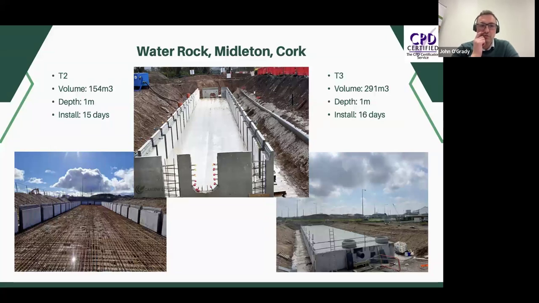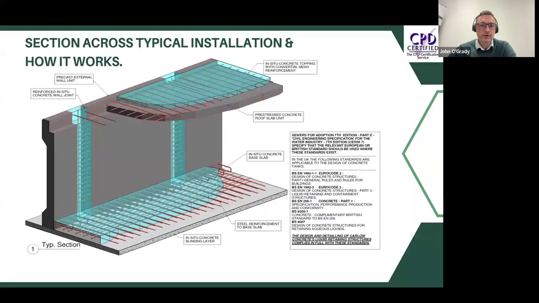Again, a couple more images from the same site. Those are the smaller tanks. You're in and out probably in 3 weeks. This is a section across showing how it goes together. And you'll have seen from the video, the first step after the excavation is to put in a 75 mil blinding layer. That provides protection to the exposed formation level, and provides a suitable and clean working surface for the installation. After that, we're straight in with our external walls, and all those get placed around the perimeter.